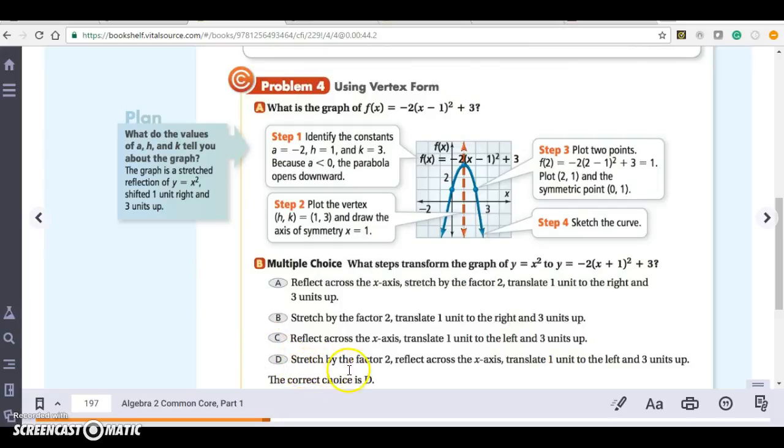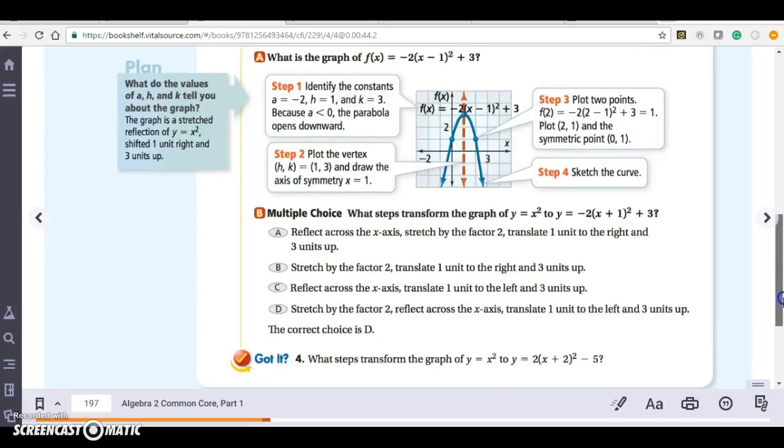So here we have stretched by a factor of 2. Reflect across the x-axis, yes, this negative 2 reflects it. Translate to the left, yes. And then up 3 units, yes. So the answer choice is D.